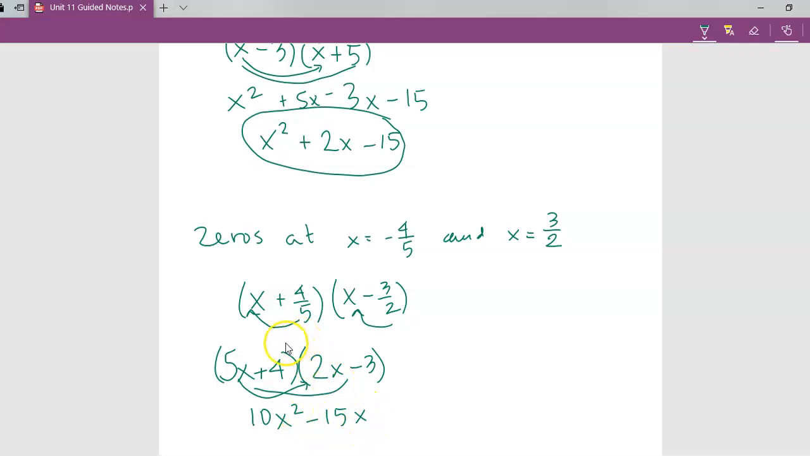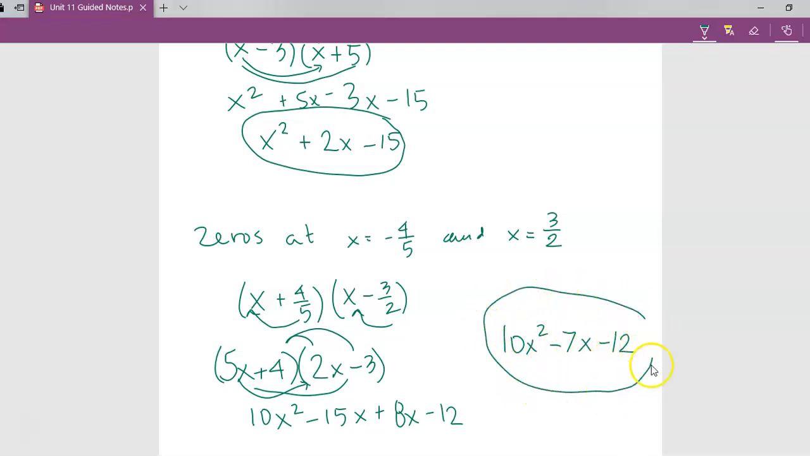That's 10x squared minus 15x plus 8x, and then minus 12. And then just simplifying by combining like terms, -15 plus 8 would be -7x minus 12.